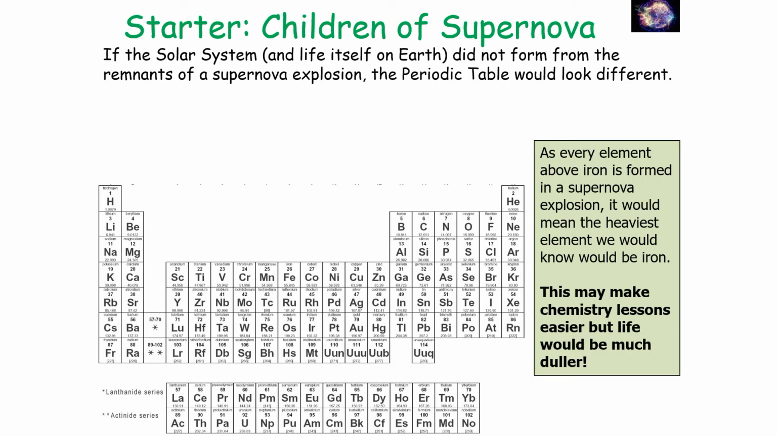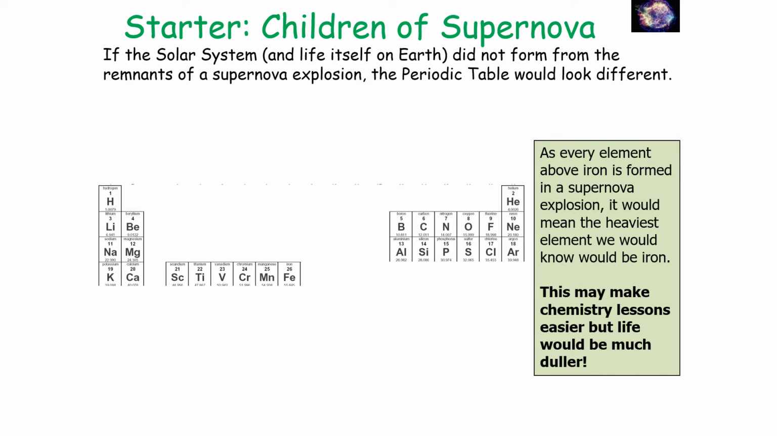If the solar system and life itself on Earth did not form from the remnants of a supernova explosion, our periodic table would look very different. Because every element above iron is formed in a supernova explosion, the heaviest element we would know would be iron, which would make our chemistry lessons a lot easier, but would make life a lot duller. If we didn't have the remnants of a supernova explosion in our solar system, we would be missing the following elements from our periodic table.